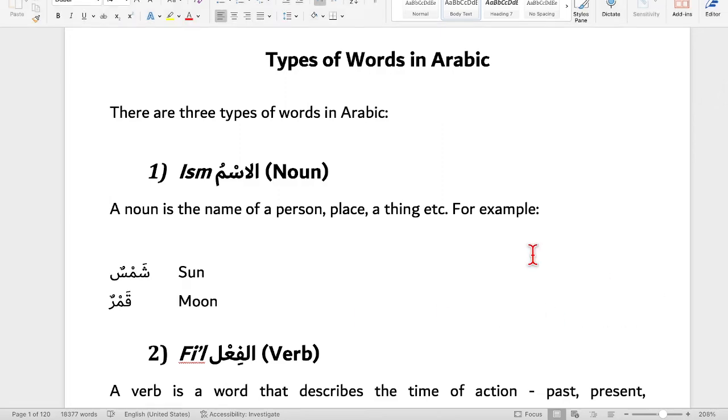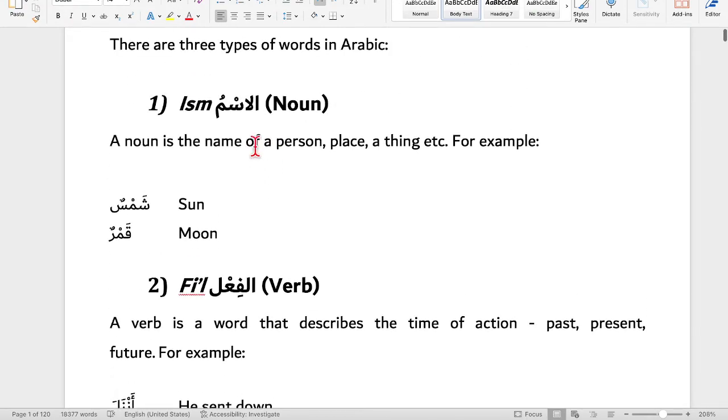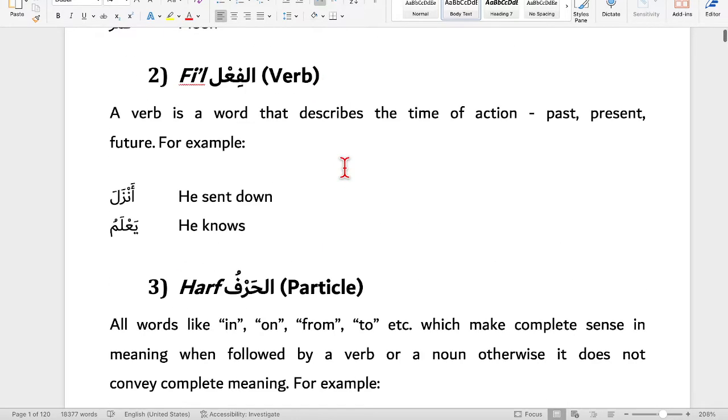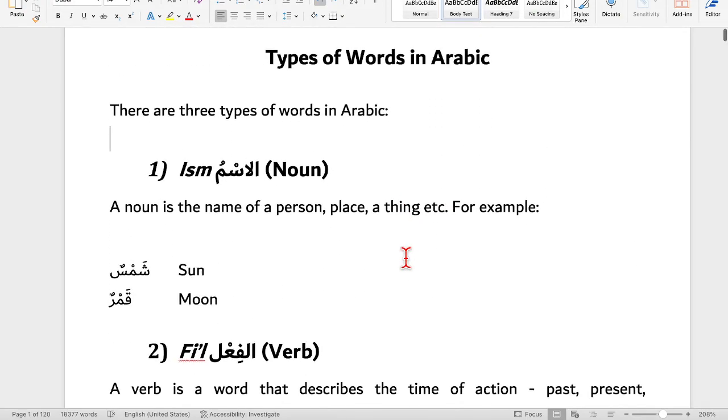So let's get started. Any word in Arabic that you read is one of these three kinds: ism, which we call in English a noun, a fail, which is a verb, and a harf, which is like a particle. So ism is a noun, a name, actually a person, place, or thing. For example, when we read Shamsun, it means a sun, Kamarun, moon. These words are nouns.